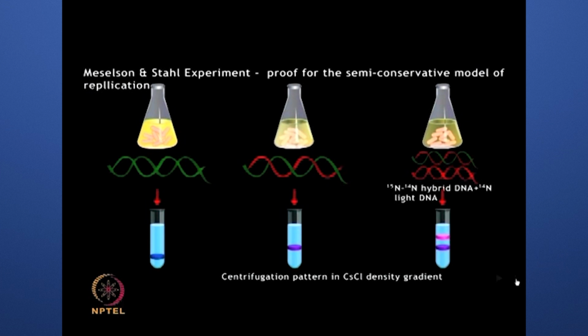This corresponded to 14N 15N hybrid DNA, while the second generation showed two bands, one of 14N 15N and other of 14N light DNA. These results exactly match the semi-conservative replication model.